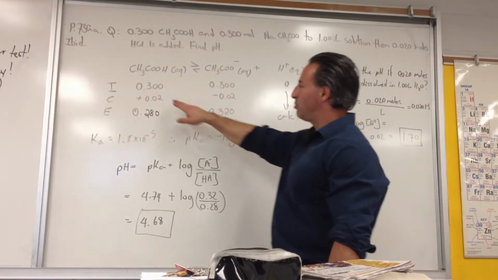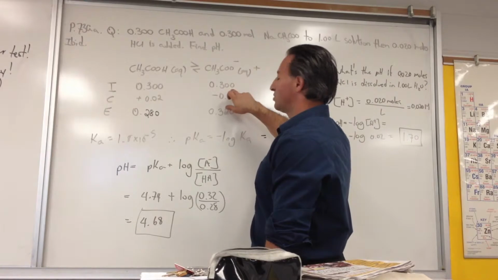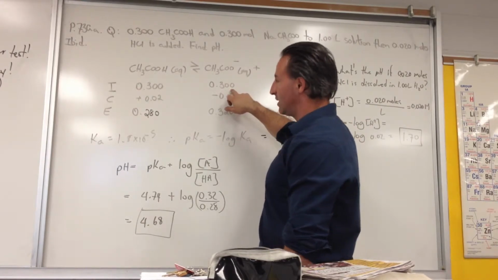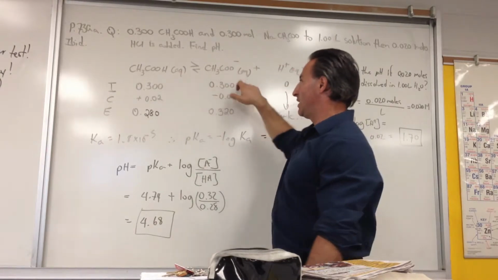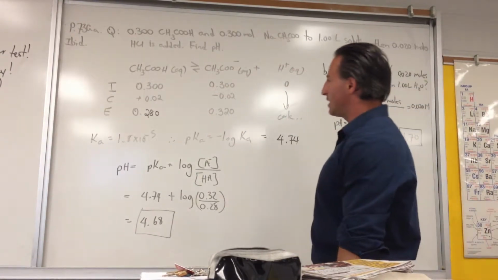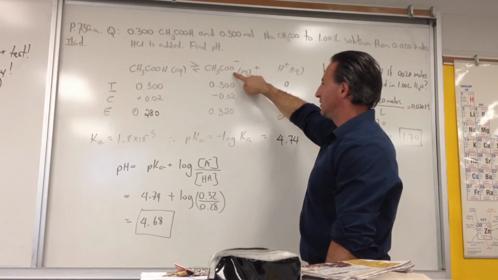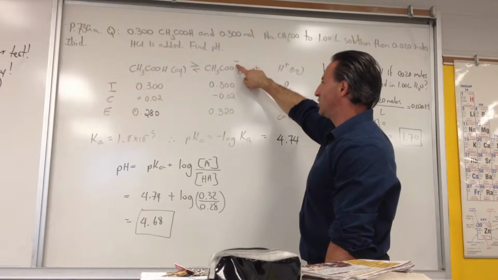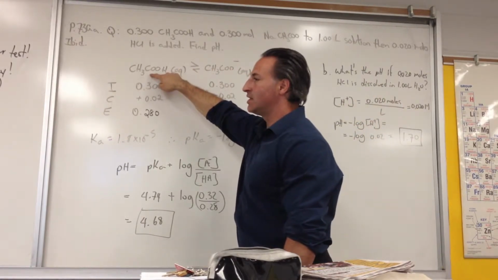At the outset, we have 0.3 molar concentration of acetic acid and 0.3 molar concentration of its conjugate base, the acetate anion. So we definitely have a buffer system. We have an acid and its conjugate base in the same solution. By the addition of strong acid, what we're going to be doing is protonating the acetate anion. So we're adding a hydrogen to acetate, which is going to turn it into acetic acid.